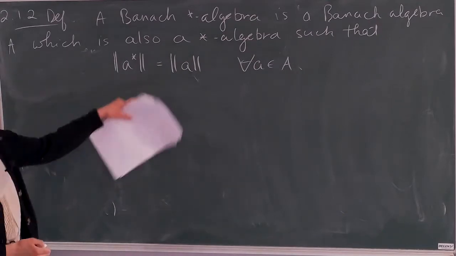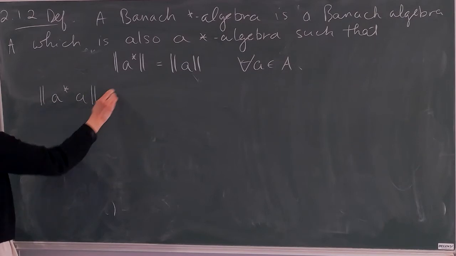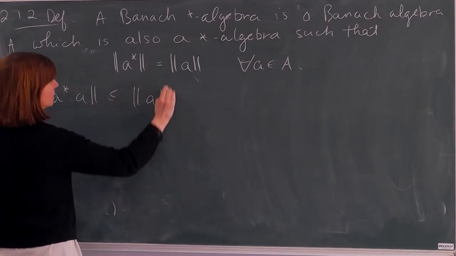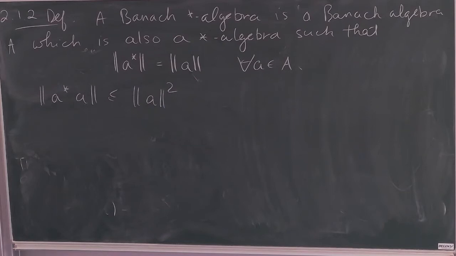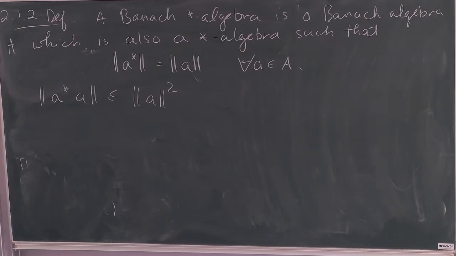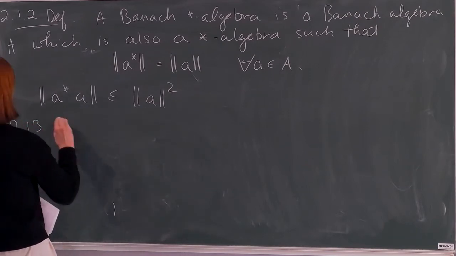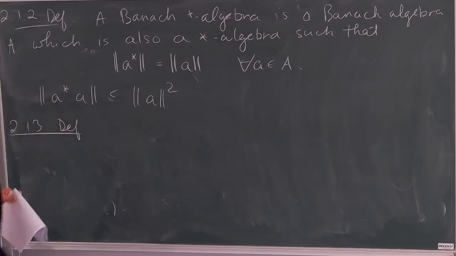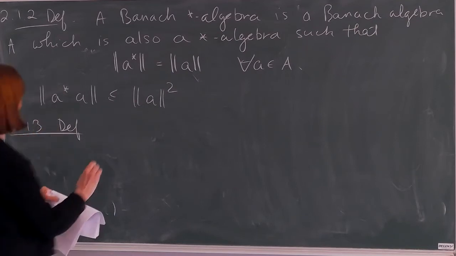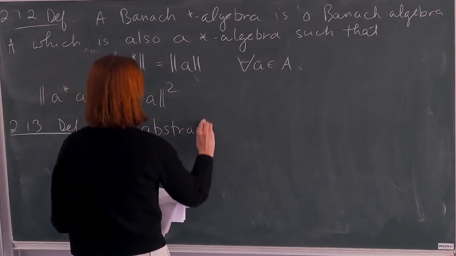Okay, so this is a Banach algebra, so it's submultiplicative. You'll note that we always have that the norm of a star a will always be at most the norm of a squared. And when we have an equality, this is exactly when we have a C star algebra. So this might seem like a slightly mild addition, but it turns out to make C star algebras quite well behaved. So this is the definition of an abstract C star algebra.